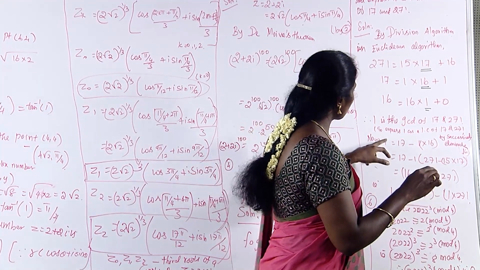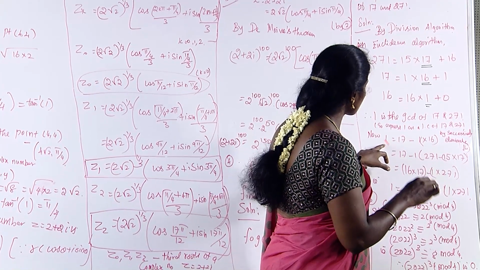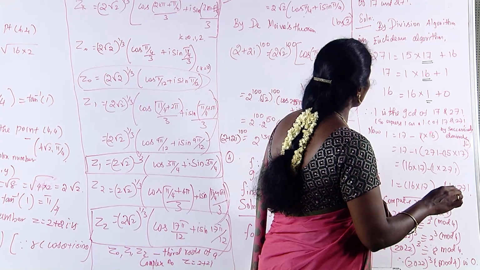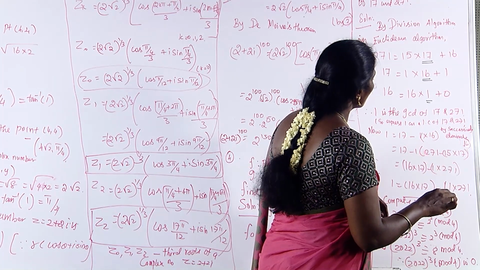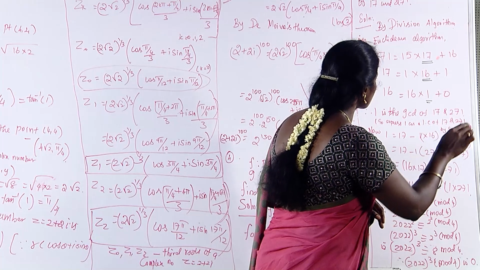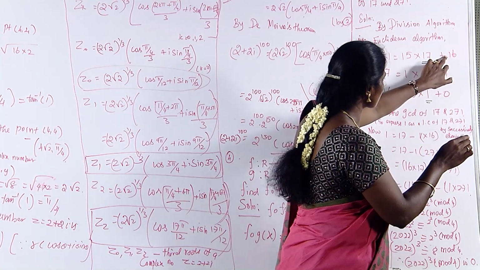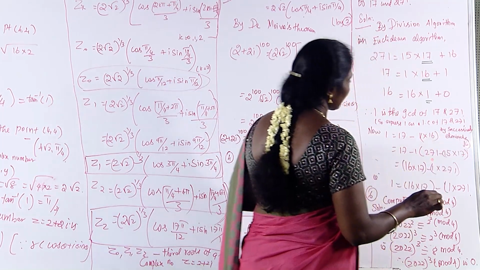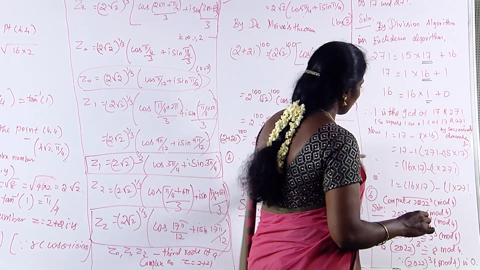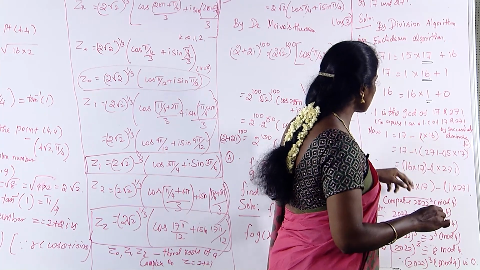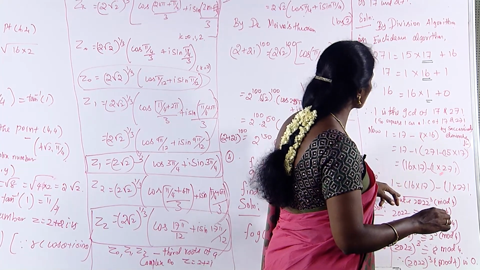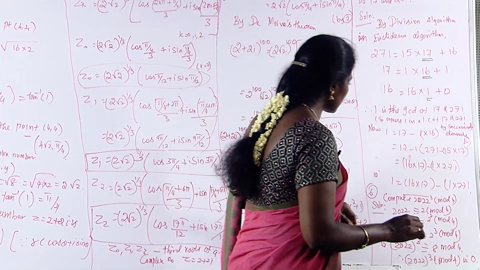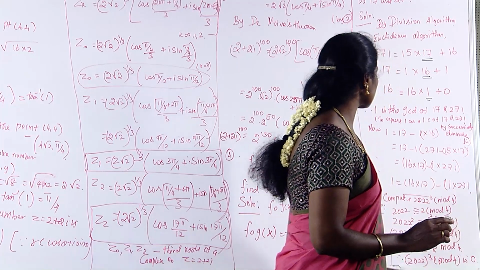So, first maybe the reverse process. First, 1 can be written as 17 minus 1 into 16. Then, 16 can be written as 271 minus 15 into 17. I have used this one. Again, we can regroup this as 16 into 17 minus 1 into 271. So, 1 is a linear combination of 17 and 271.